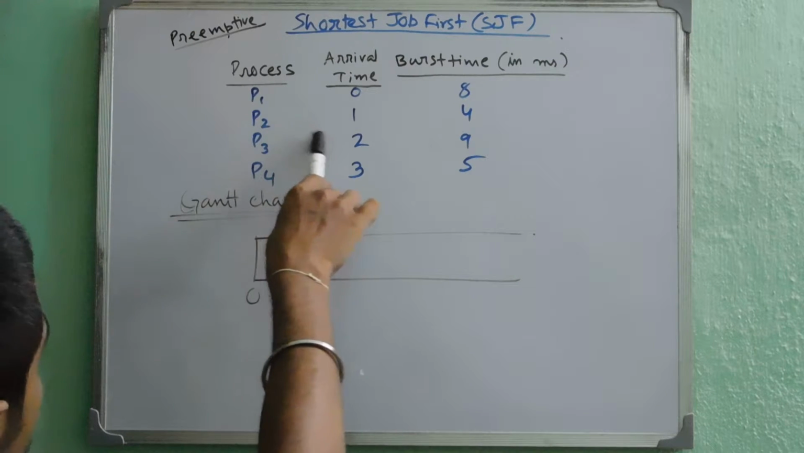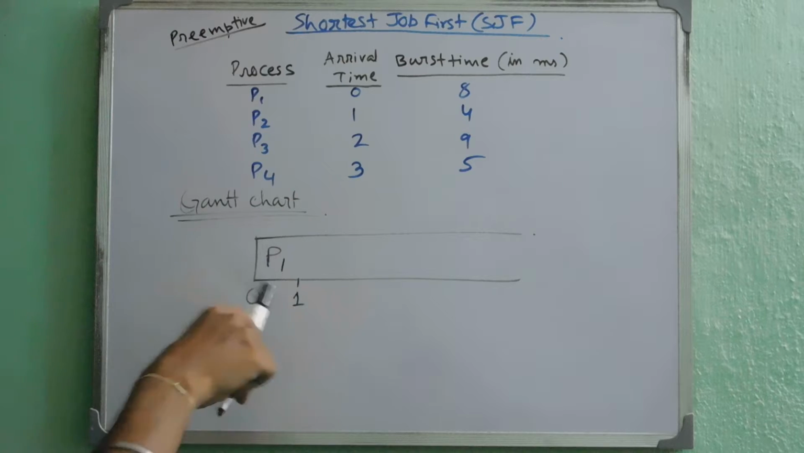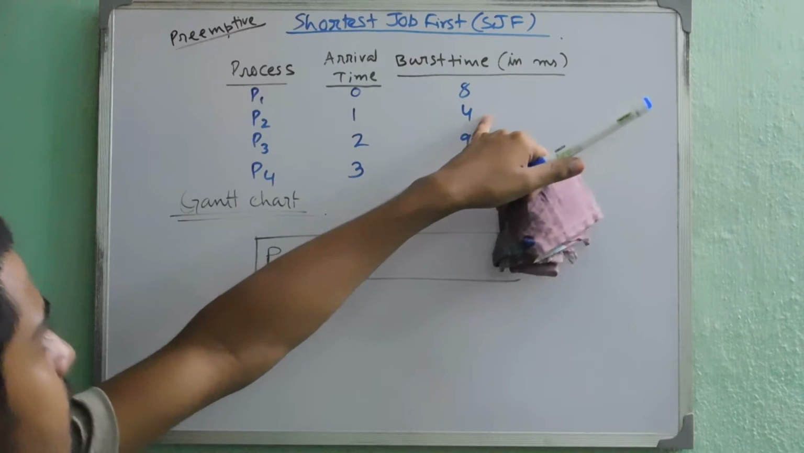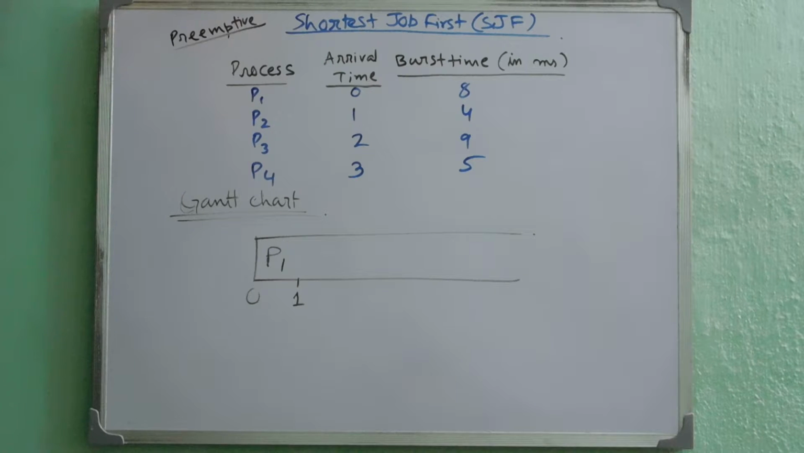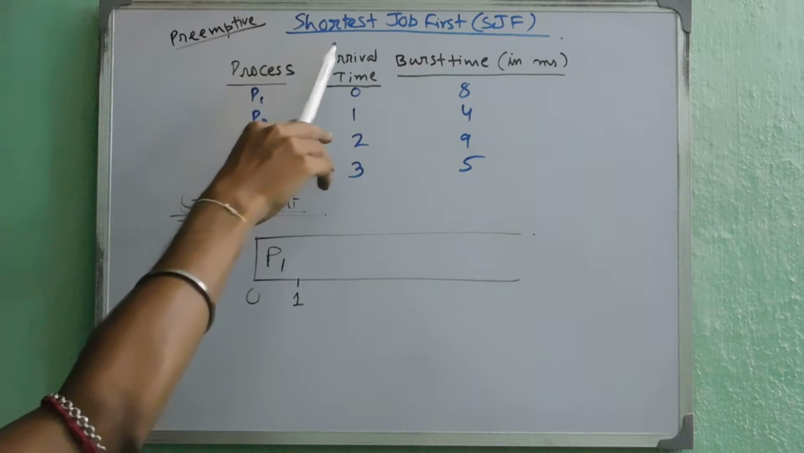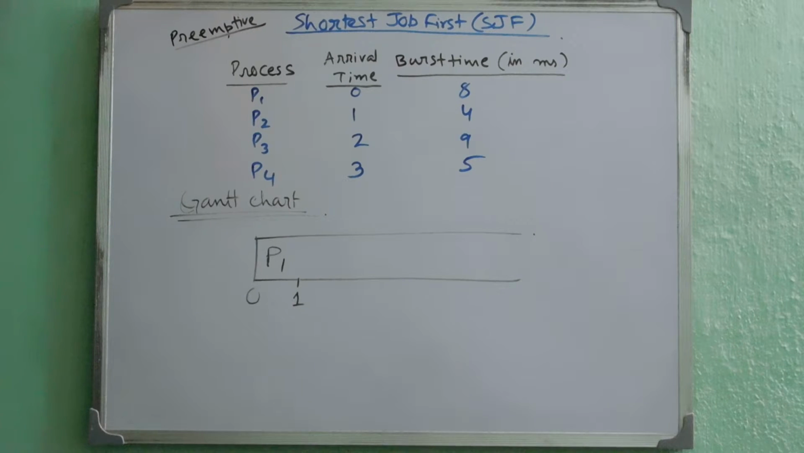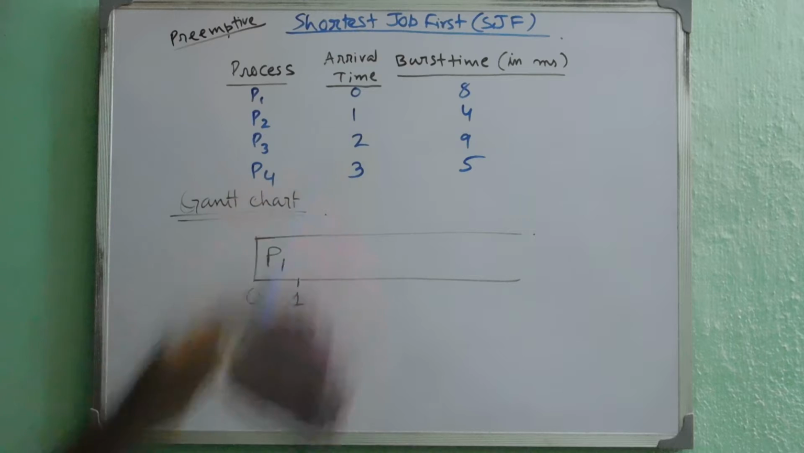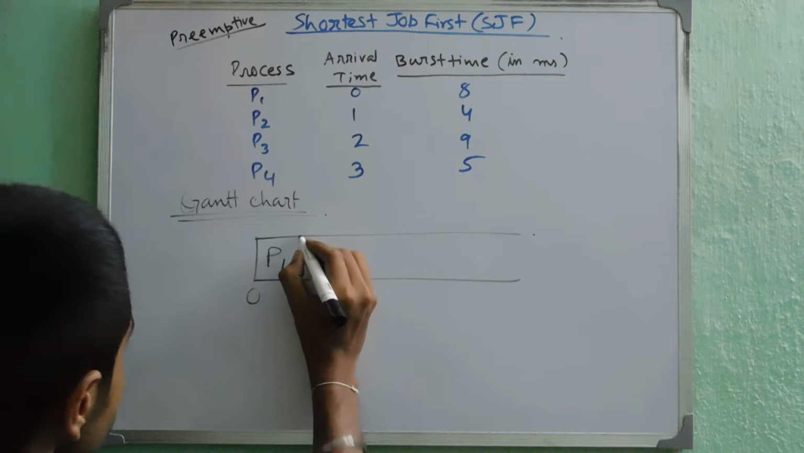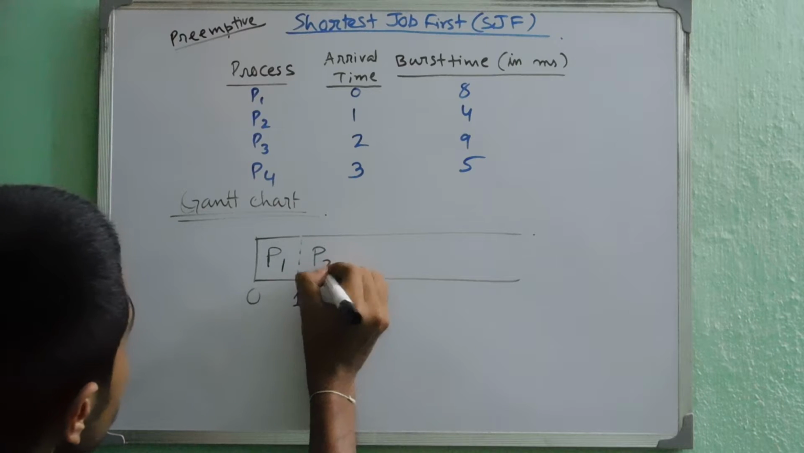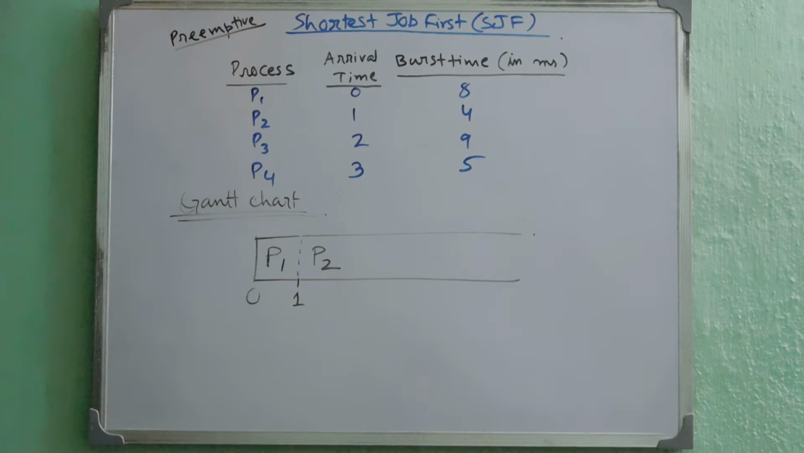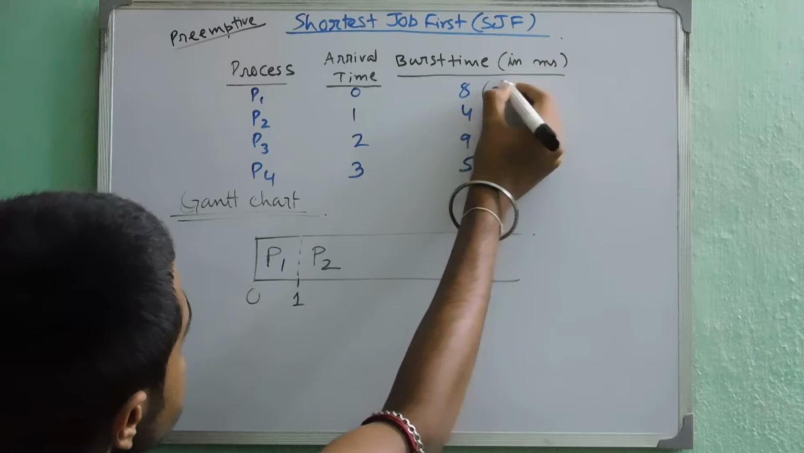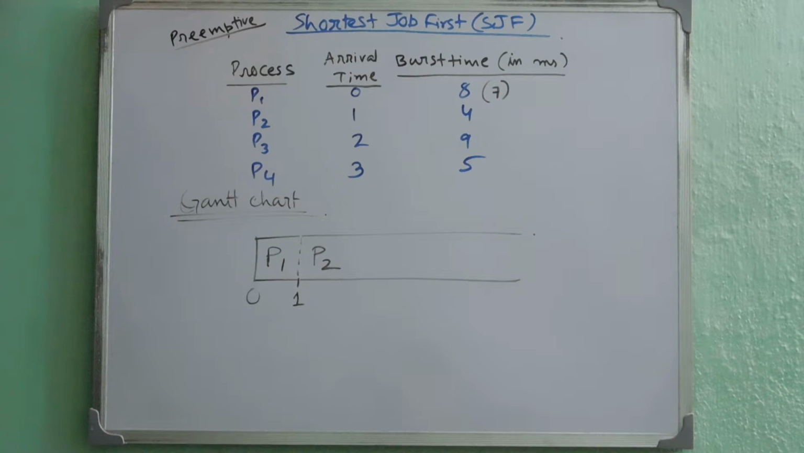And P2, as it is coming in at 1 millisecond, has burst time 4 milliseconds, which is less than 7 milliseconds. That means, according to the name, shortest job first, we will allow P2 to be executed first, as it has the least burst time in comparison to P1. So we will give the CPU control to P2. So here P1 has 7 milliseconds left and P2 has been given the control over the CPU.